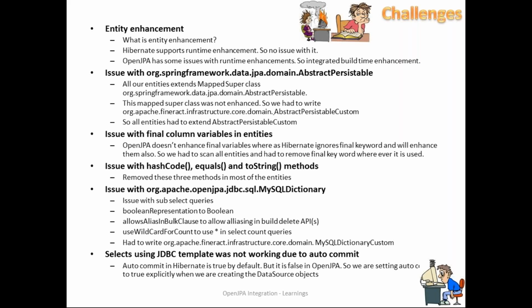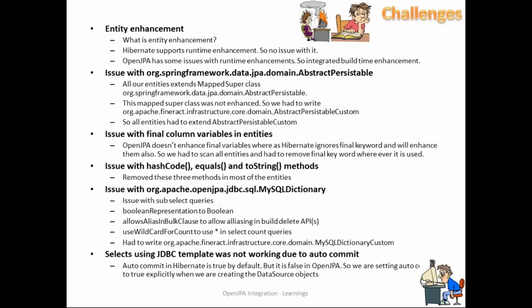Coming to the next one, MySQL as a dictionary, which is already provided by default by OpenJPA. Now, what is this dictionary? This dictionary class is what varies for different database providers like Oracle, MySQL or MS SQL. It gives those variations, like whether a subselect is allowed, whether aliases are allowed. There are so many parameters, hundreds of them.